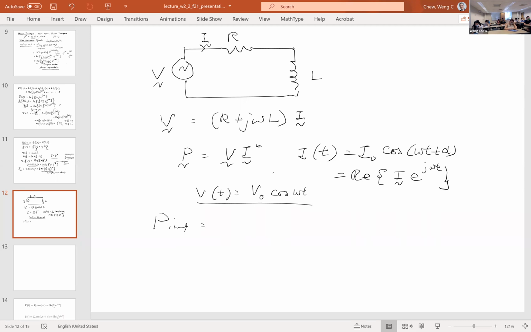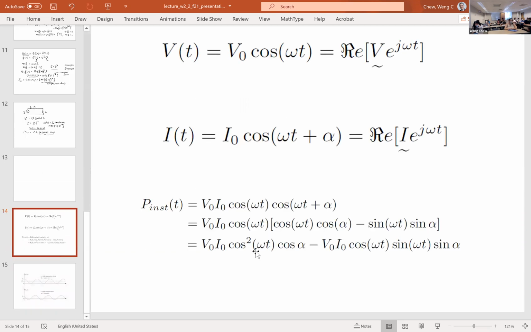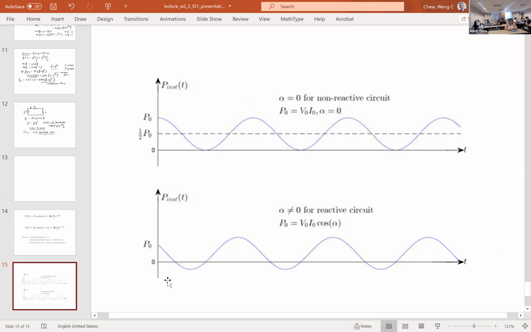V naught, I naught, cosine of omega t plus alpha, times cosine of omega t. And then there are some trigonometric identities that you can use to simplify this. And what you will find is this thing, actually I expressed here. You work things out and you do the trigonometric identity. You'll find that if the voltage and the currents are out of phase, you will have a very strange phenomenon. The top picture is when alpha equals 0, the voltage and current are in phase. At no instance do you see that the power is going negative.